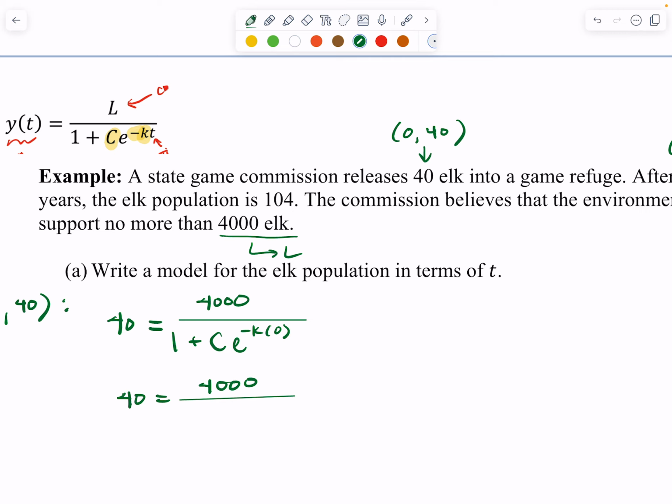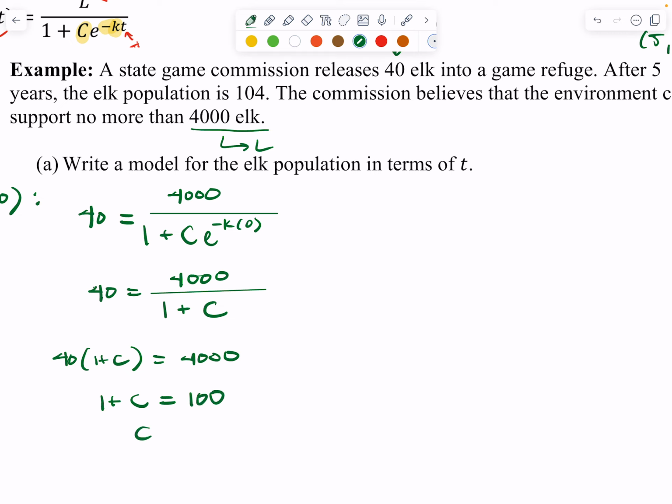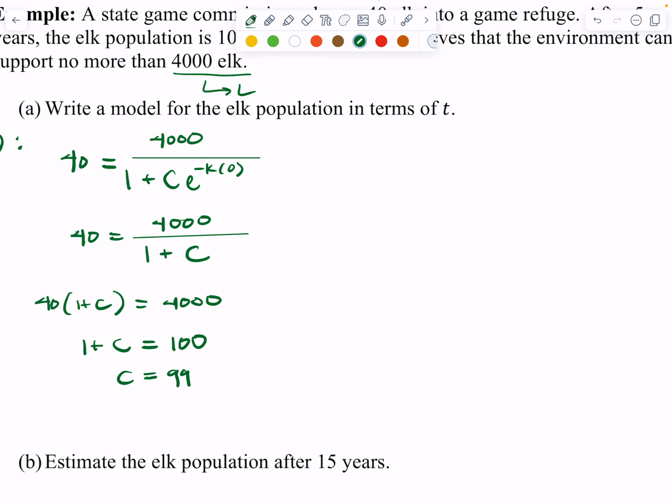Now this can be done with like 2 different populations, like 2 different data points, but it just makes it so much easier whenever you know what the initial population is. So now the denominator can be written as 1 plus C. And if we multiply by 1 plus C on each side, we would have 40 times 1 plus C equals 4,000. Divide by 40, and we get 100. So C actually ends up being equal to 99. And we don't have an interpretation of that value. It's a constant.